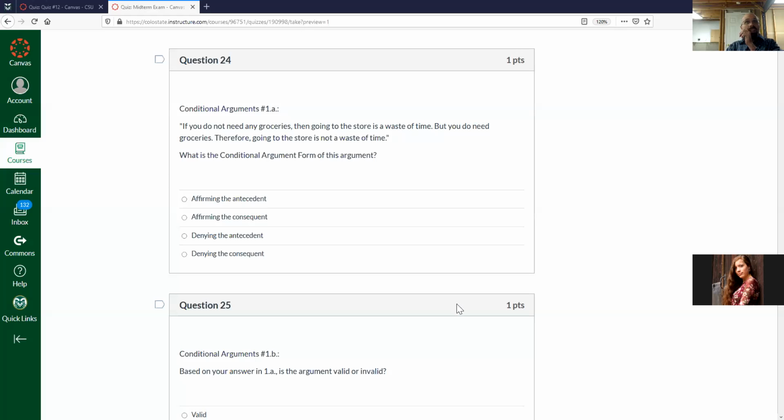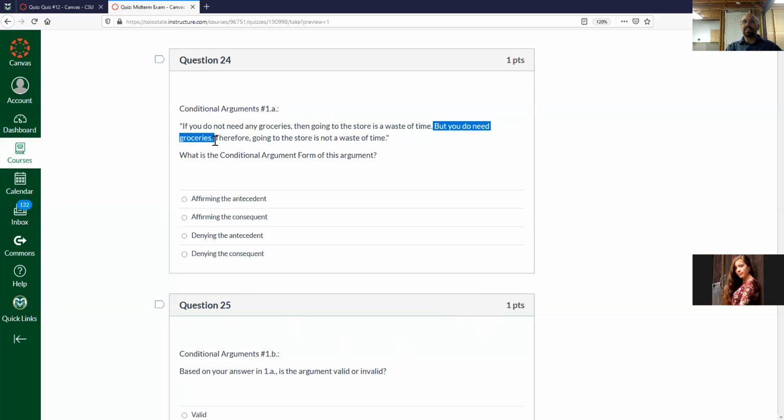Keep going. Conditionals, again, I'm not going to go over these in great detail because we'll just go through the answers real fast. So if you don't need any groceries, then going to the store is a waste of time, but you do need groceries. All right. The trick in this problem is affirming the antecedent, because we're talking about the antecedent, right? So we're talking about the if part, the needing groceries. Is this affirming it or denying it?